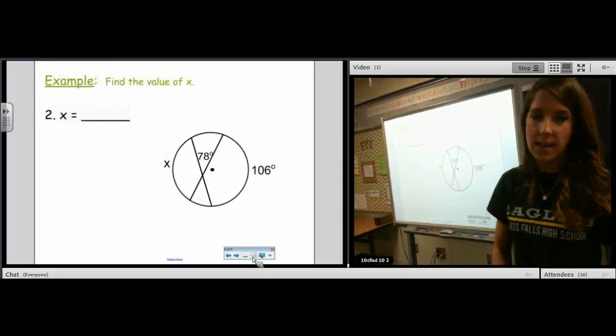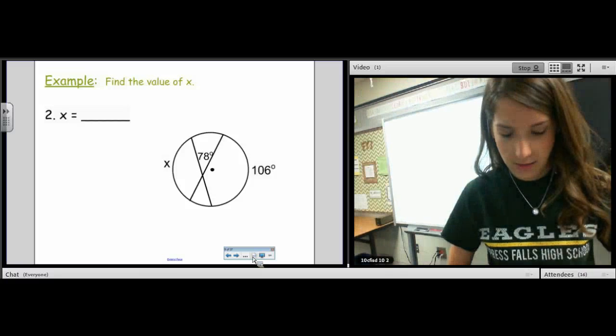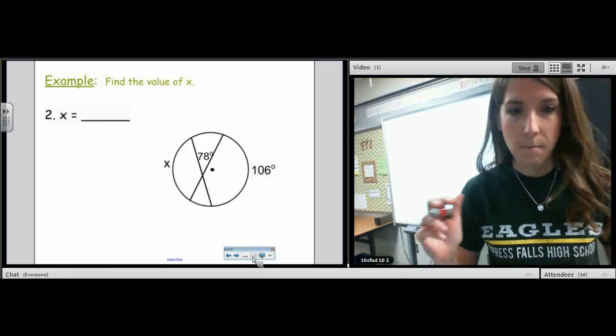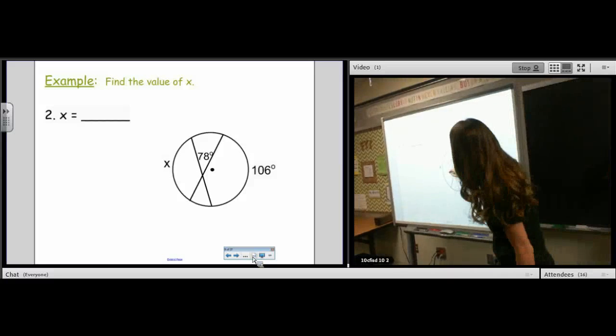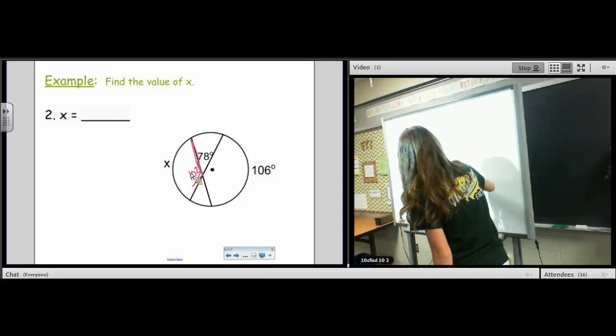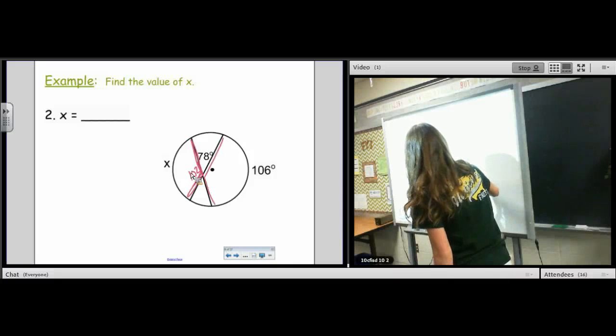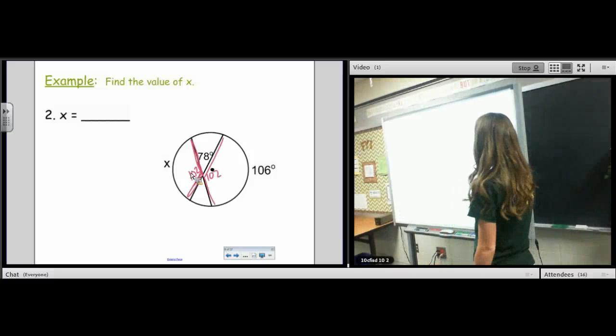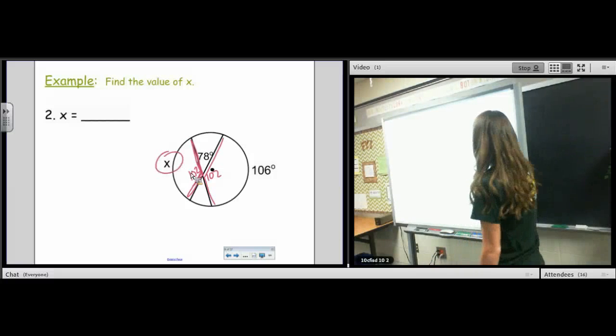Give you a minute to think about that one. Pair of 78. So 180 minus 78 is 102. So this angle is 102. That angle, it's 102 on both sides.